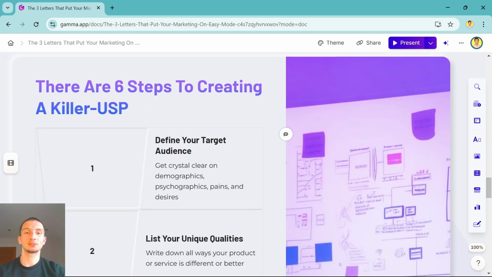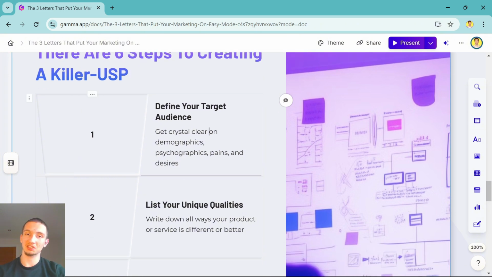So the 3 steps to creating a killer USP. First of all, you need to define your target audience. Everything in marketing starts with defining your target audience. You need to get crystal clear on demographics, psychographics, pains, and desires. Basically, just understand who you're talking to.